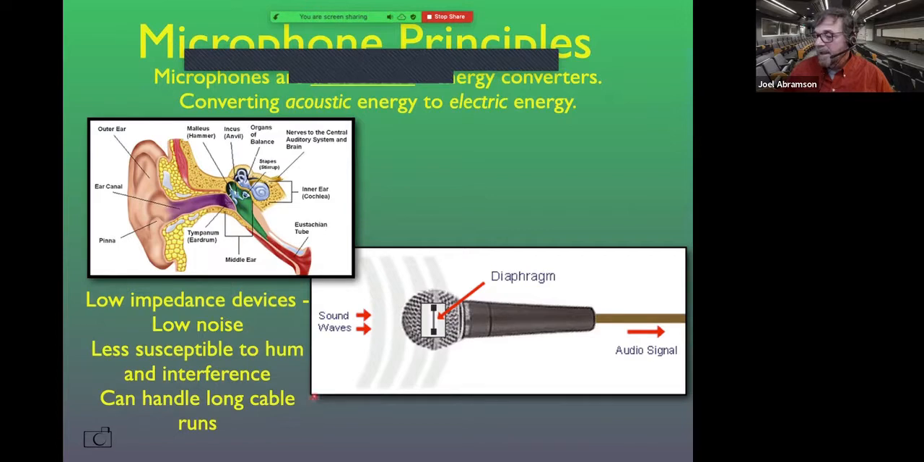All right. And these devices, our cables and our microphones, are less susceptible to hum and interference because of their low impedance, and they can handle long cable runs. You don't think about it, but between the microphone and the audio board upstairs is a lot of cable, right? It has to get from the equipment rack into the microphone, into the audio board, and there's a lot of cabling that goes with that.